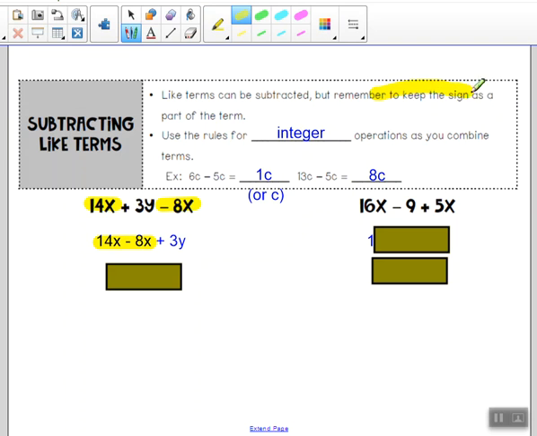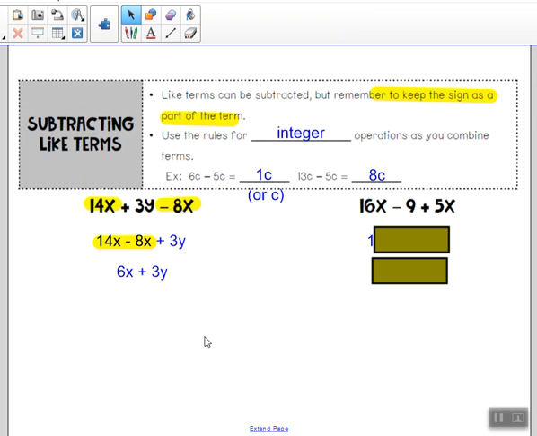Remember to keep the sign as a part of the term. So that negative 8x or subtract 8x, I've got to think about it in combination with the 14x. And then I also have the plus 3y still. So I'm going to keep that separate because it can't be combined. But I can combine those, and what happens when you do 14x take away 8x? You get 6x plus 3y. And that's where we stop.